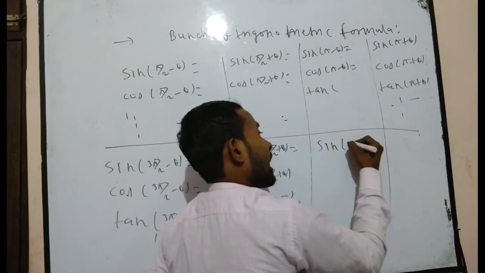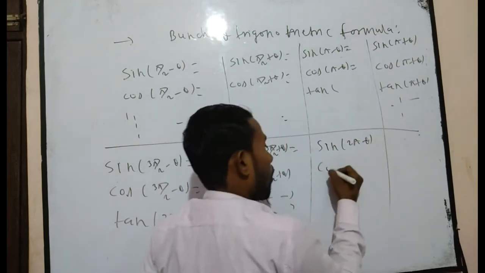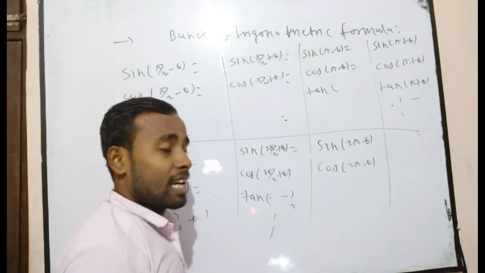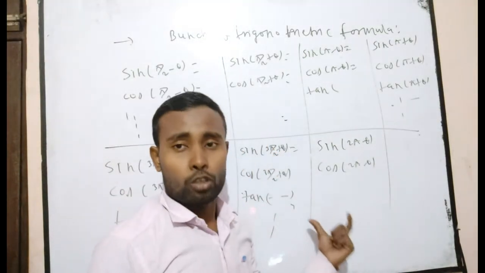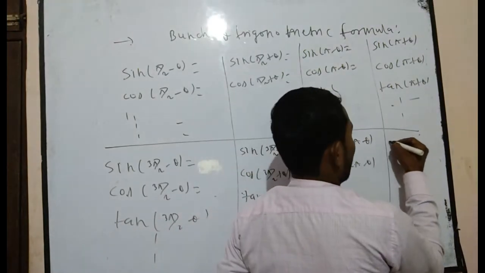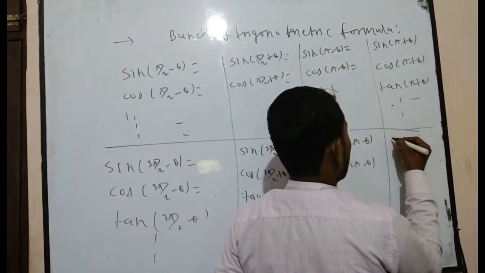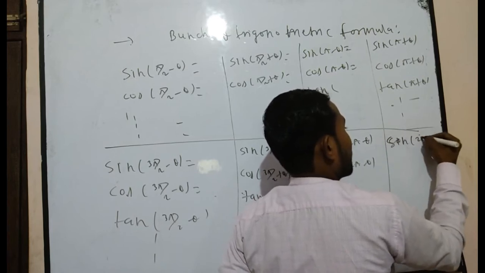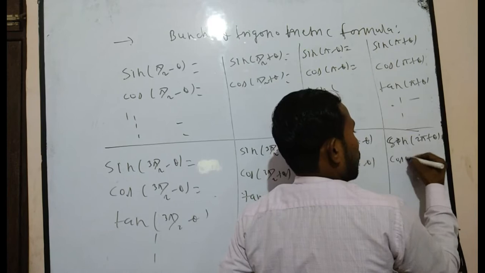After it, sine 2pi minus theta, cos 2pi minus theta, similarly tan 2pi minus theta, cot 2pi minus theta, sec 2pi minus theta, cosec 2pi minus theta is equal to what? You have to write the formulas. Again, I take sine 2pi plus theta, cos 2pi plus theta.